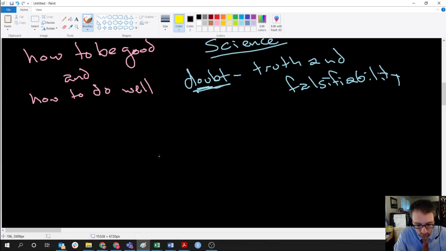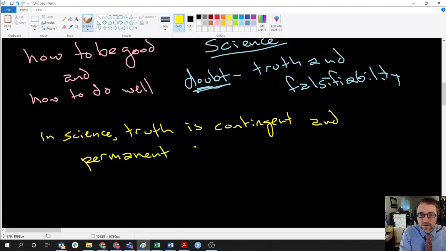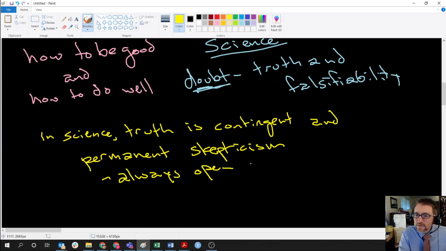It's a disciplined approach that happens to be really useful for figuring out whether an idea is bad in particular. In science, truth is contingent, and essentially permanent skepticism is the appropriate stance. Not knee-jerk skepticism where you just don't believe anything somebody says, but always being open to the idea that something is wrong. That doesn't mean we are convinced things are wrong. That's not actually being skeptical of our own position.